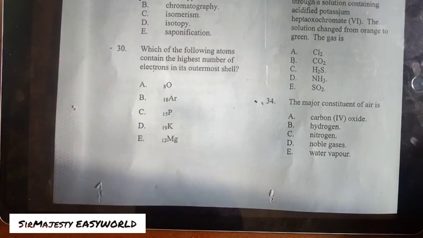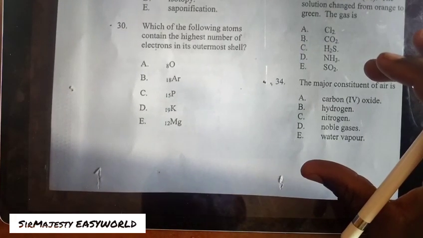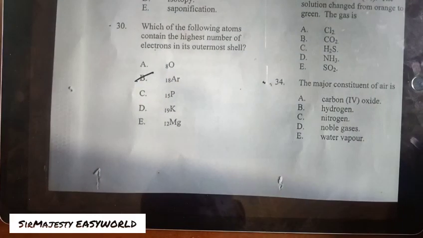Please, if you see a noble gas apart from helium, that should be the answer. A is oxygen, and oxygen is 8. That's 2, 6. It has 6. Then B is argon, which is the answer. That's 2, 8, 8. That's correct, argon. Then this one has 5 in the outermost shell. This one has 1. That's 2, 8, 1. Then this one has 2.